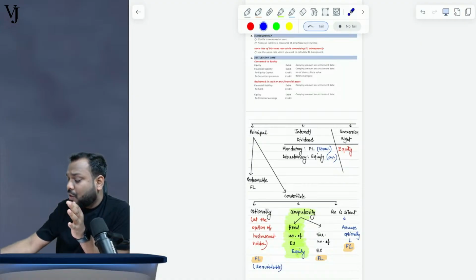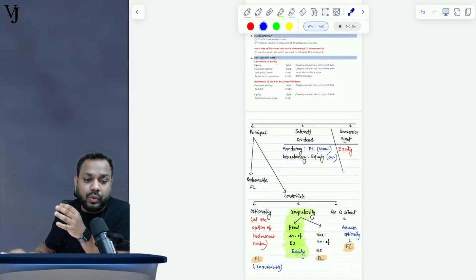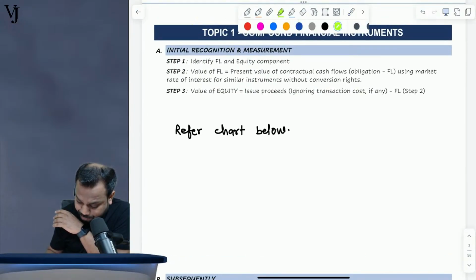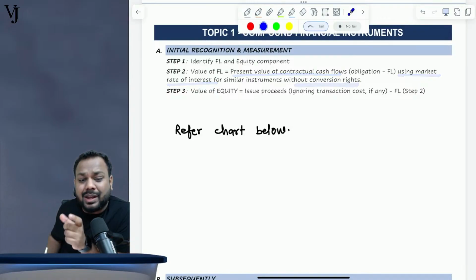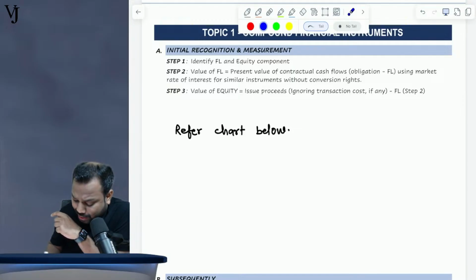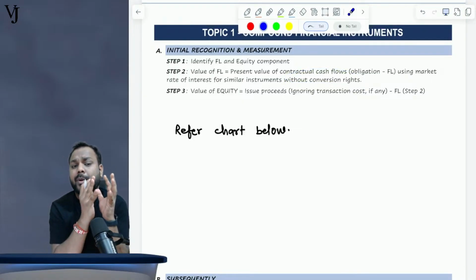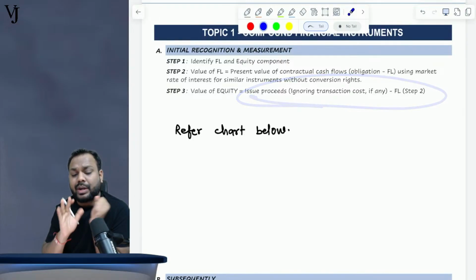So now we have identified which element of this instrument is equity and which element is financial liability. Now we need to find out the value of equity and financial liability. How to do that? We calculate the present value of contractual cash flows, that is the financial liability element, using the market rate of an instrument without the conversion right, because it's the conversion right that makes this instrument a compound financial instrument. So we eliminate the conversion right and see the value of the pure financial liability element. Whatever remains is your equity.